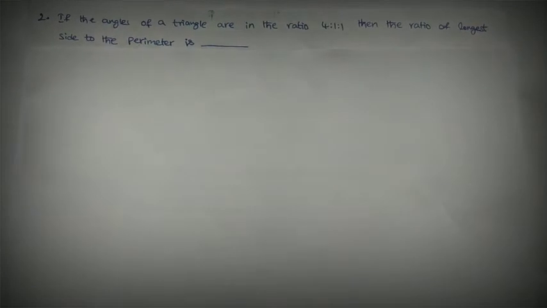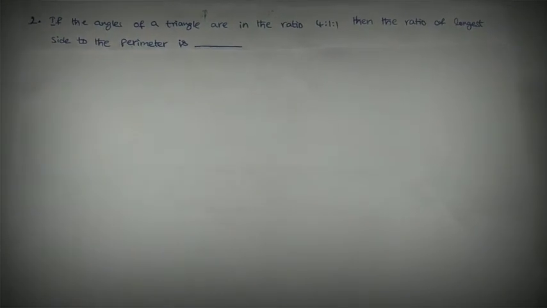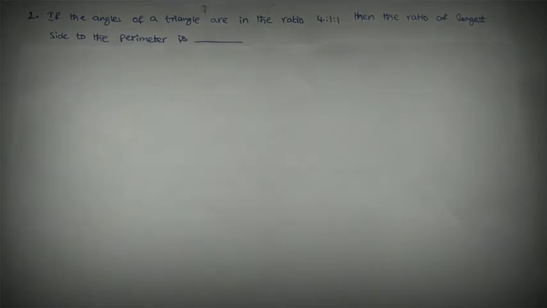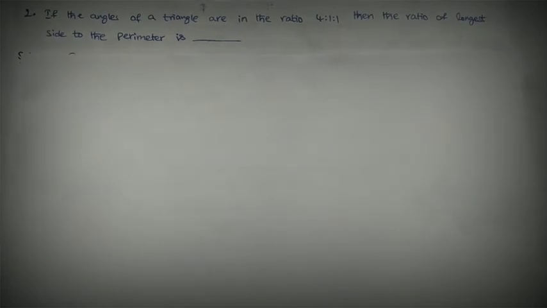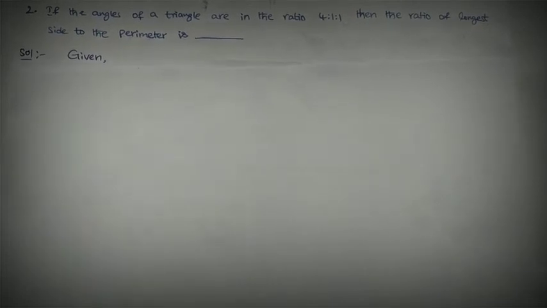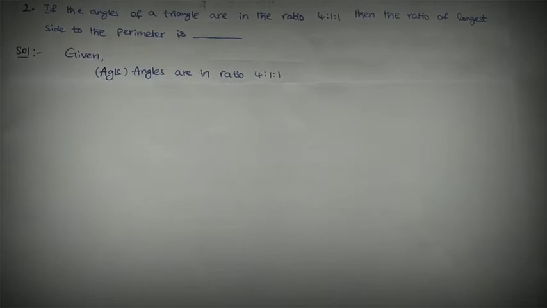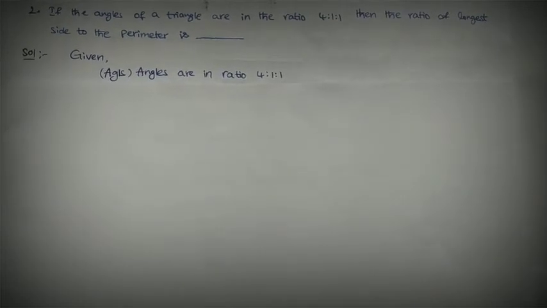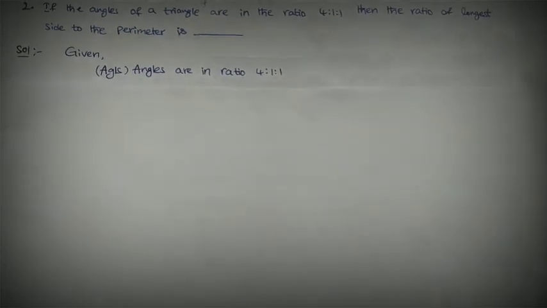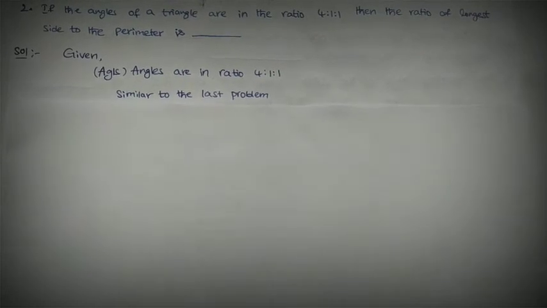If the angles of a triangle are in the ratio 4 is to 1 is to 1, then find the ratio of the largest side to the perimeter. So we have to find the ratio between the largest side and the perimeter of the triangle. So let us see the solution. Let us first write what is given in the question. Identifying given things is a must and it is important. So the given angles are in the ratio 4 is to 1 is to 1.